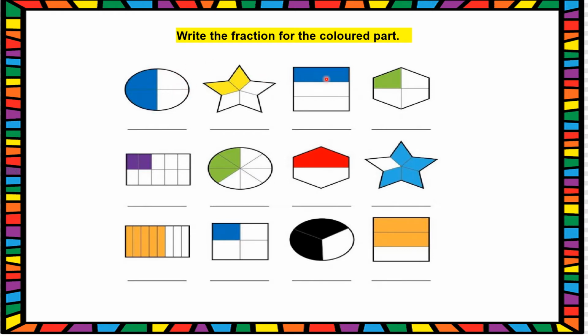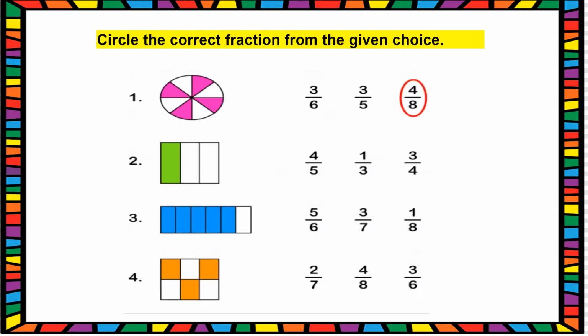For example, if you consider the third one, this rectangle is divided into three equal parts and the answer will be 1 by 3. So only the fraction you have to write over here. If you observe this one, here the choice has been given. Here you have to circle the correct fraction for the colored part. Whatever fraction has been given, for that you have to select the choice.